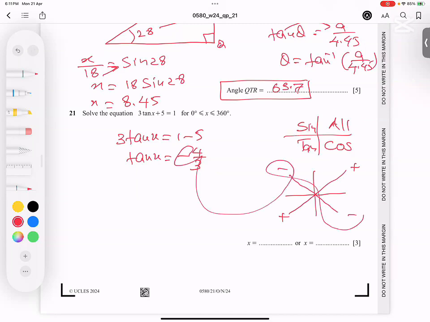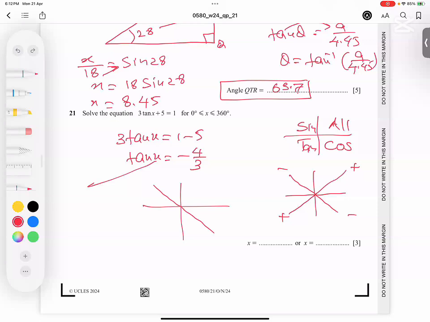Because I talk about negative, I will make these two lines in the second quadrant and the fourth quadrant. And now I'll take this angle alpha, and I will take tan inverse. But I request you, don't take the negative sign. Just type the positive sign.